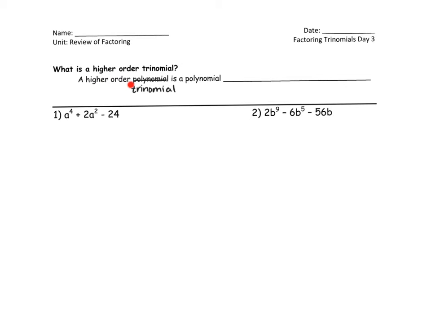Well, a higher order trinomial is a polynomial with a degree or an exponent. Degree is the same thing as exponent. With a degree or exponent greater than 2. So let's just take a look at the first two examples that I have here. Look at this trinomial. It has an exponent of 4, and this one has an exponent of 9. So these are definitely not the types of trinomials that we're used to, but the way that we factor them is going to be the same.